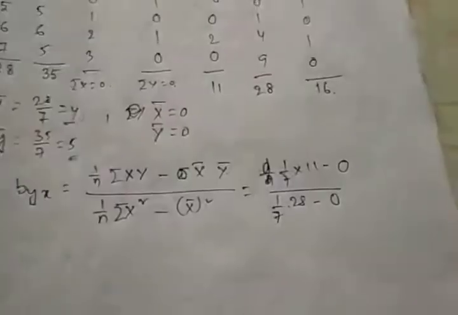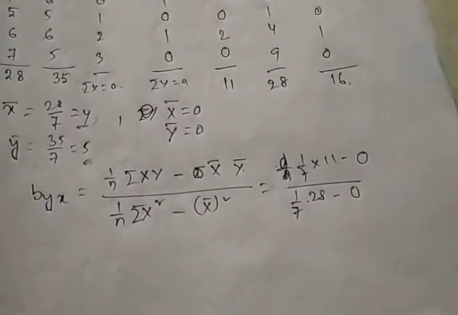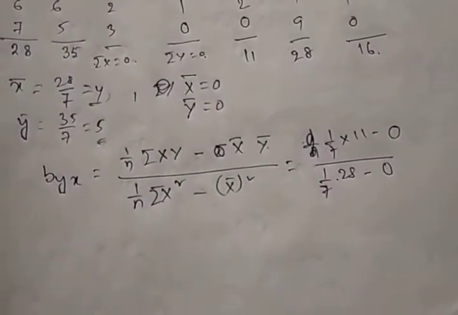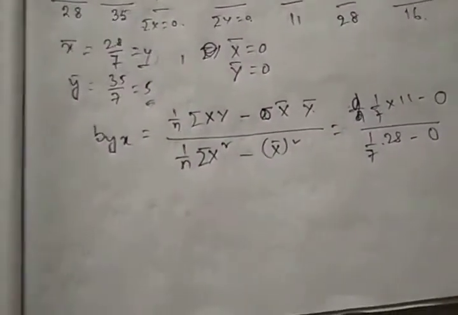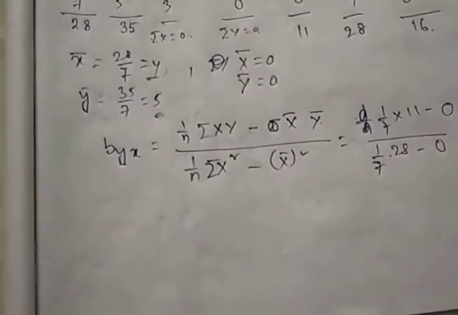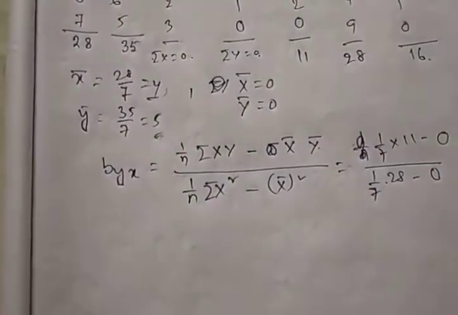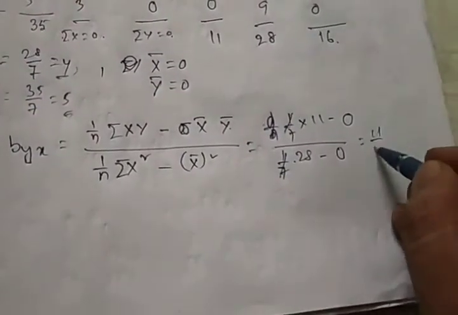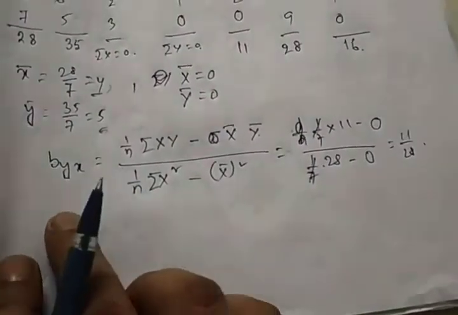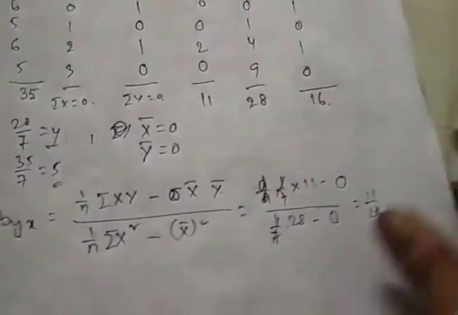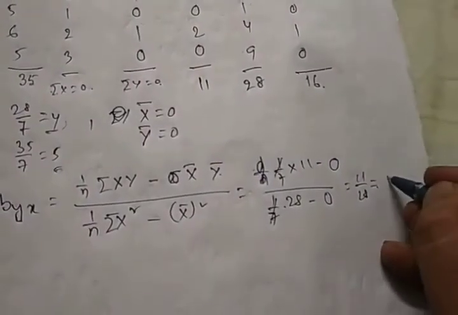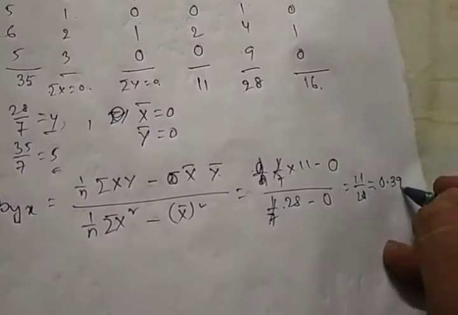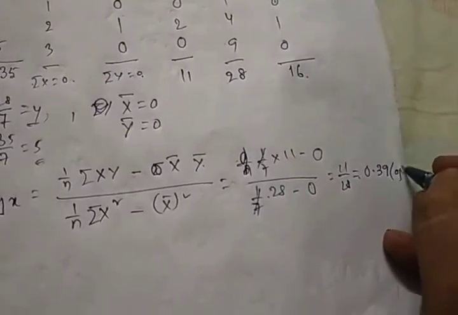Okay, now calculating these two, we will get byx equals 11 by 28, as 1 by 7 will be cancelled out. Using the calculator you can find that it is 0.39 approx.